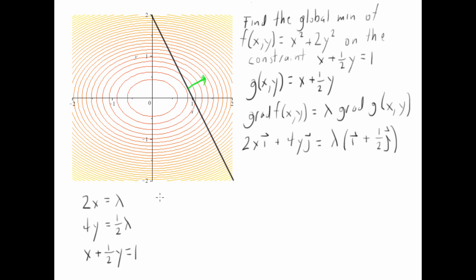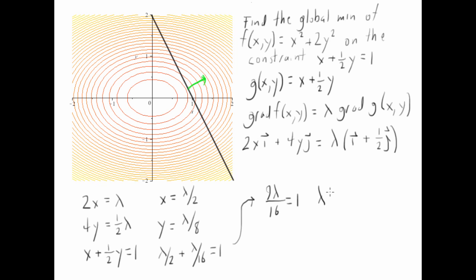I will start by solving for x and y. x equals lambda divided by 2. y equals lambda divided by 8. Plug both of those into this equation. Lambda over 2 plus lambda over 16 is equal to 1. That means that 9 lambda over 16 equals 1. So lambda equals 16/9. So x, which is lambda over 2, will be 8/9. And y, which is lambda divided by 8, will be 2/9.